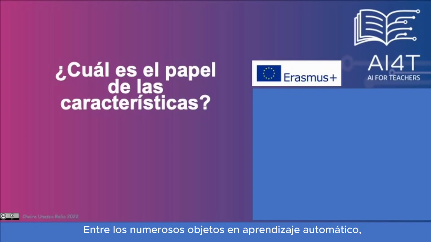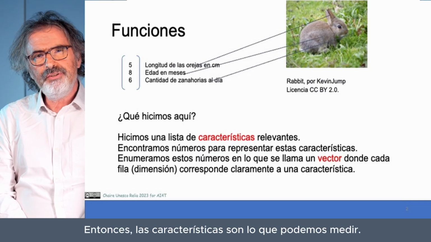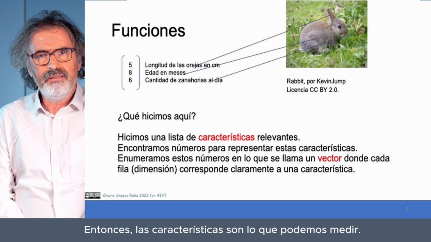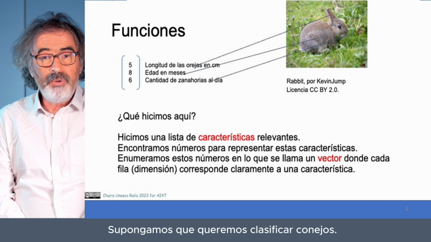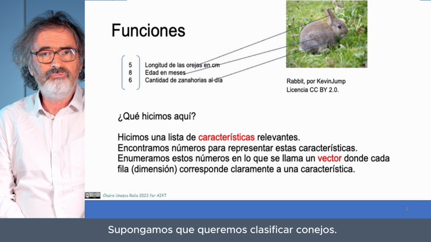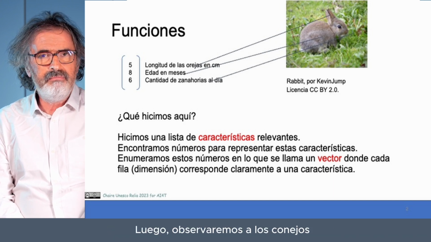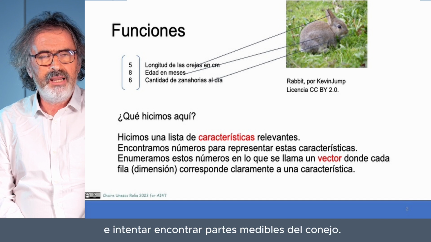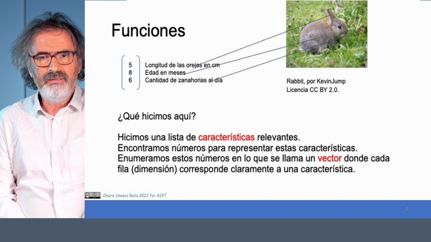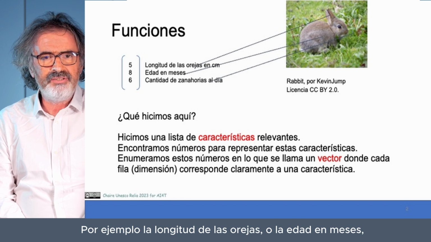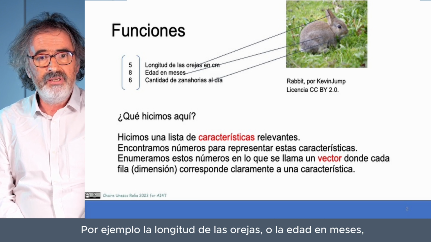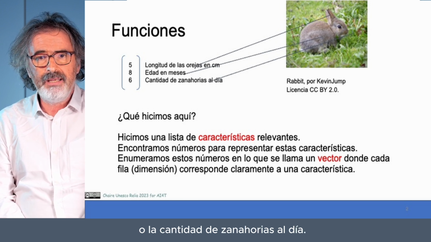Among the many objects in machine learning, features are especially important. Features are things that we can measure. Suppose we are trying to classify rabbits. Then we will look at rabbits and try to find measurable parts of the rabbit. For example, the length of the ears, or the age in months, or the quantity of carrots per day.